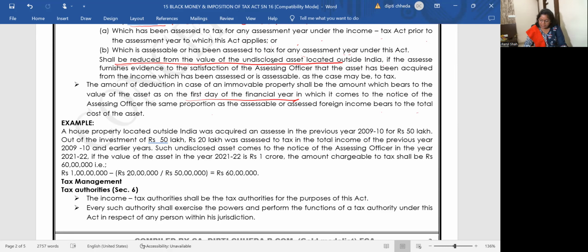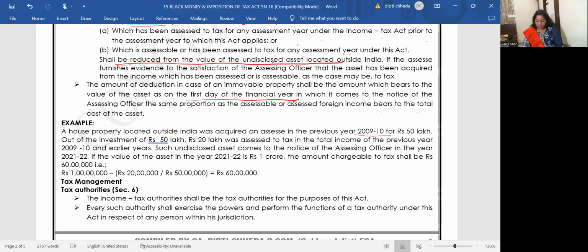Out of 50 lakh, 20 lakh was assessed to tax in the total income of the previous year. 9-10 की income है और वो 20 lakhs तो already taxable है ना. So already if you are paying the tax on 20 lakhs, why you need to pay the tax again? Are you getting? 20 lakhs was assessed to tax. He has shown the income.